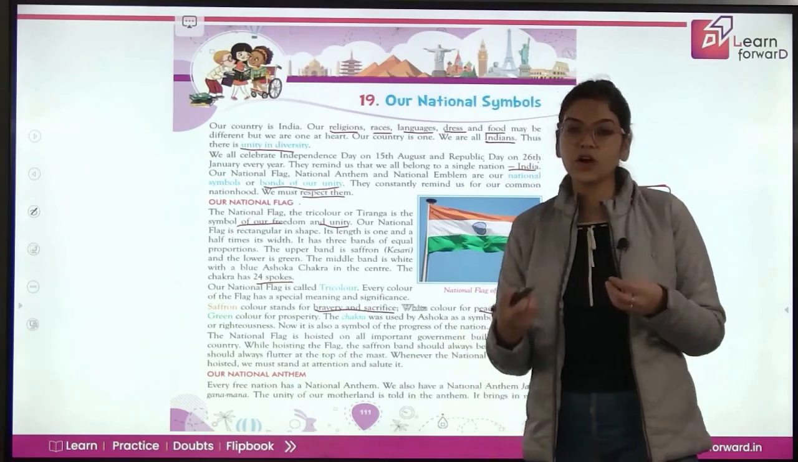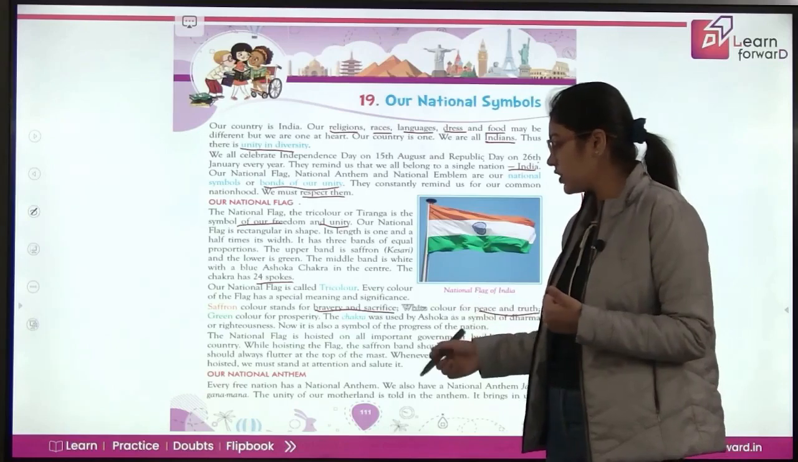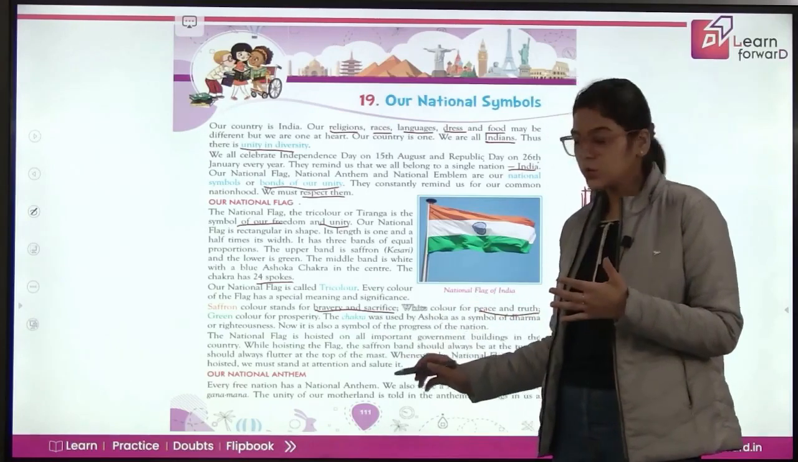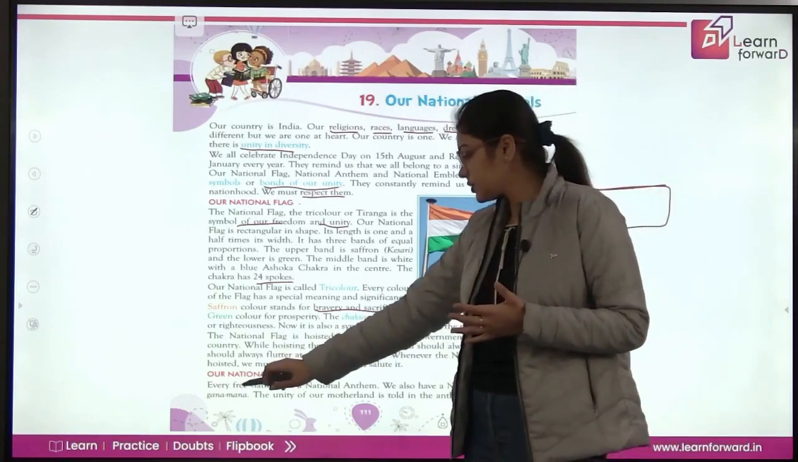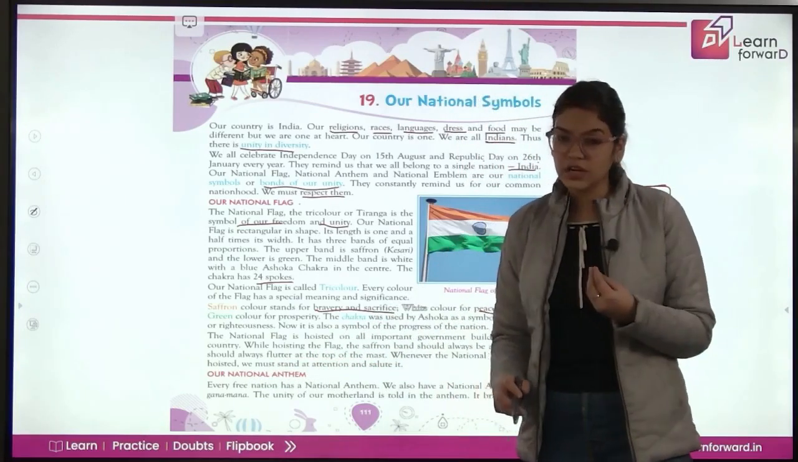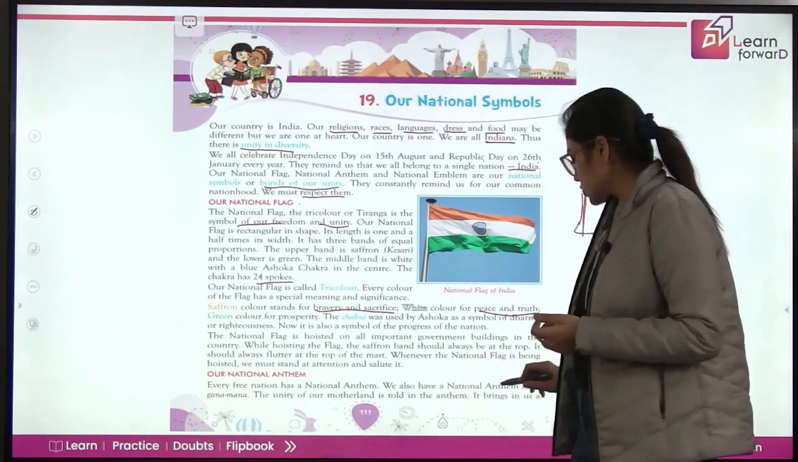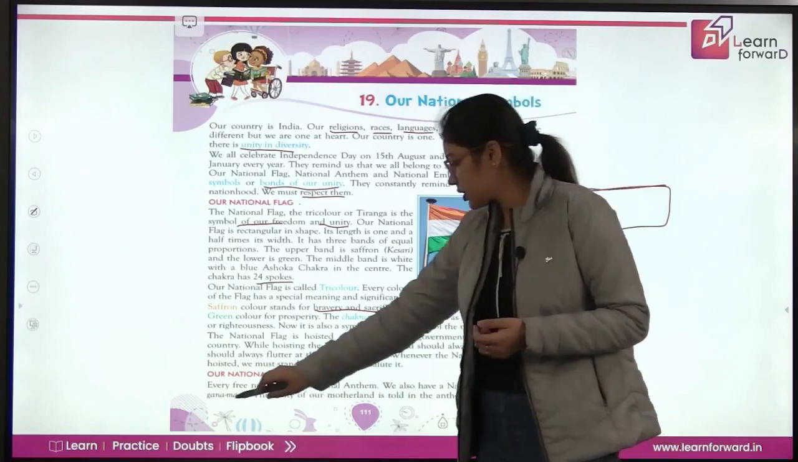Whenever the national flag is being hoisted, we must stand at attention and salute it. और जब भी national flag hoist किया जाएगा, we should always stand in front of it, in attention and salute it. Now, national anthem. Every free nation has a national anthem. जितने भी सारे free nations हैं, which are independent, they all have their national anthems. We also have a national anthem which is Jan Gan Man.